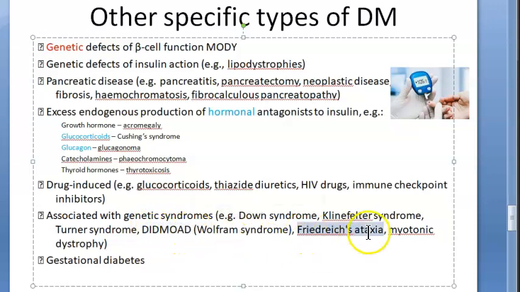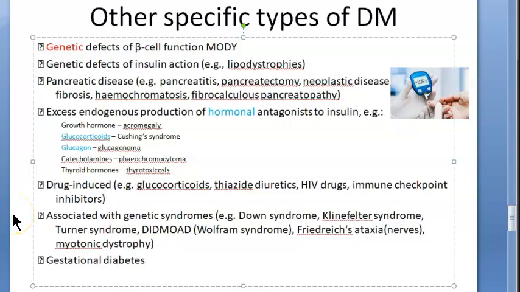DIDMOAD. Okay. Then, Friedreich's ataxia. What is that disease? Fried rice kind of a thing. Friedreich's ataxia. So this is ataxia and all. So this person actually has a nerve issue. You can read more about that, people. Then myotonic dystrophy. So some muscular problem, dystrophy. Okay. So some high level diseases which are causing excess glucose, I'm thinking, right? Okay. So that is another classification. There's some other completely different disease in that person.